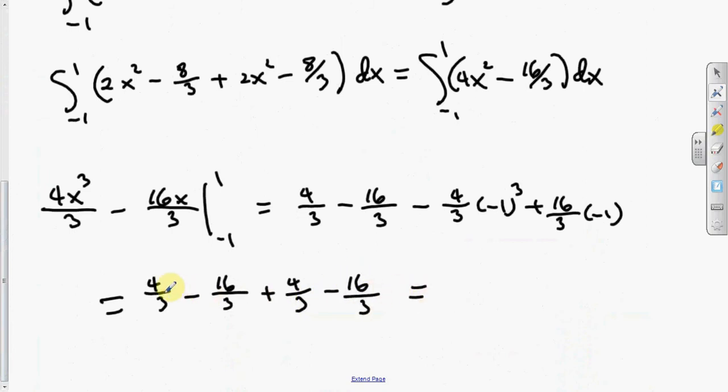And so here we get -12 over 3 minus 12 over 3, and so this is -8. Now my question to you is, did we calculate the area?